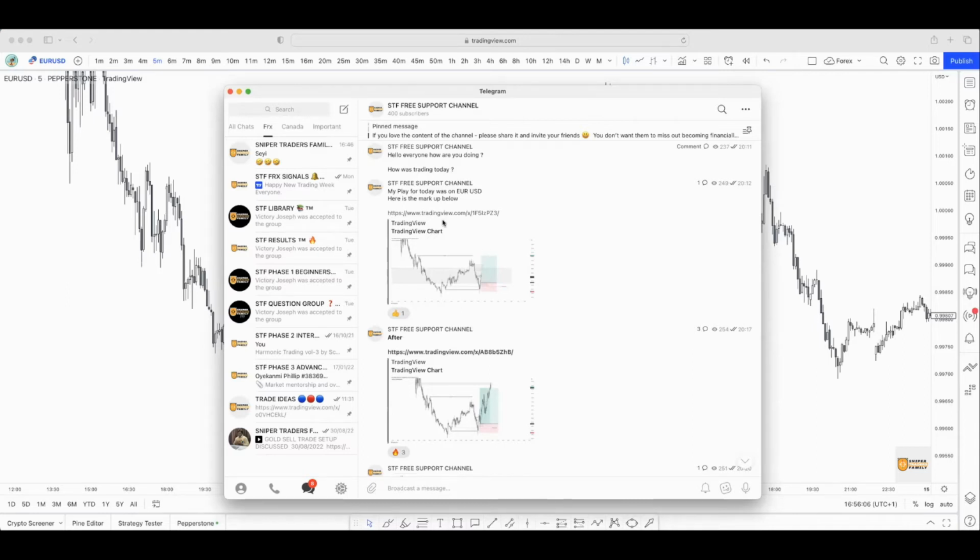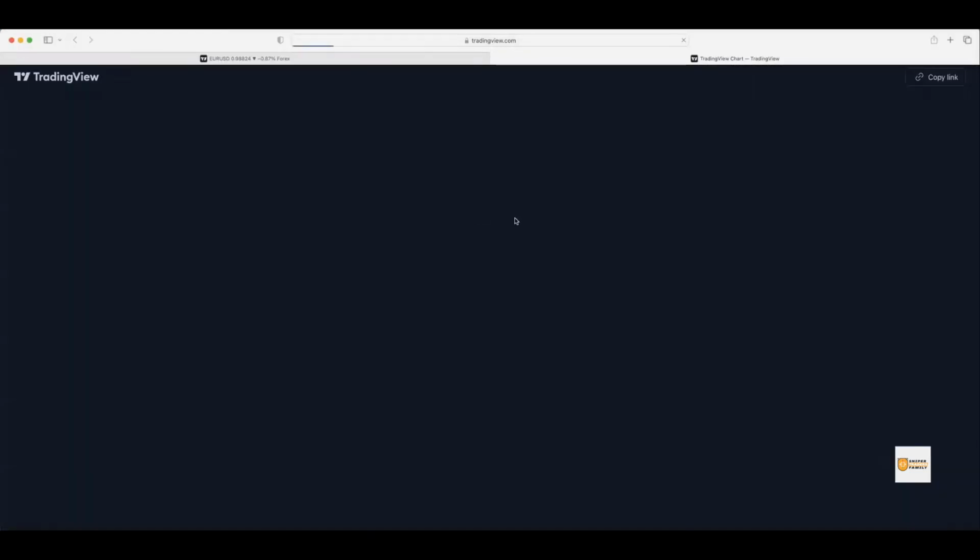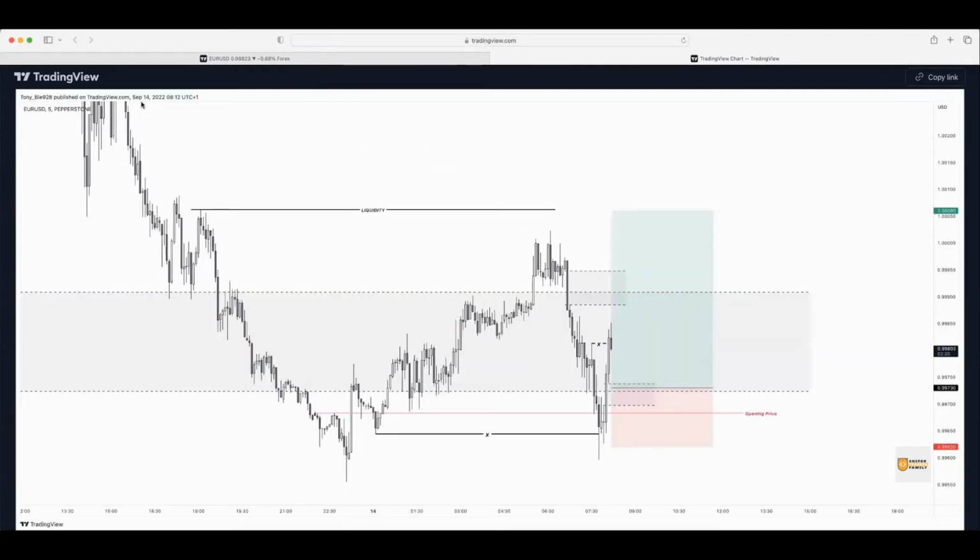All right, so this is it. This is the markup before it played out. I'm gonna show this to you now. You can see September 14, 8:12. That is 12 minutes after London Open, right? That was when I actually marked out this trade idea.